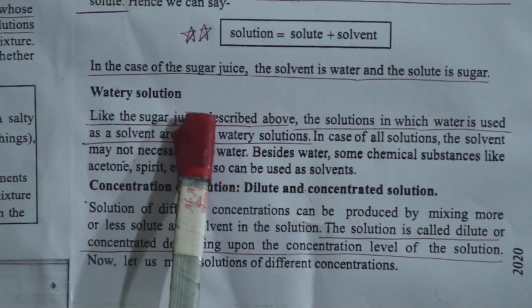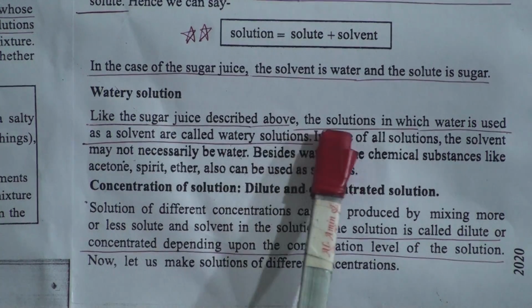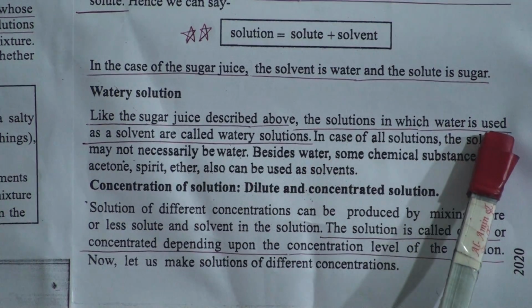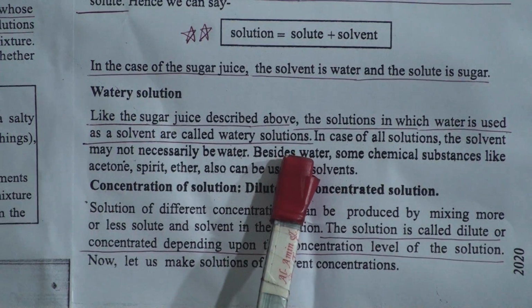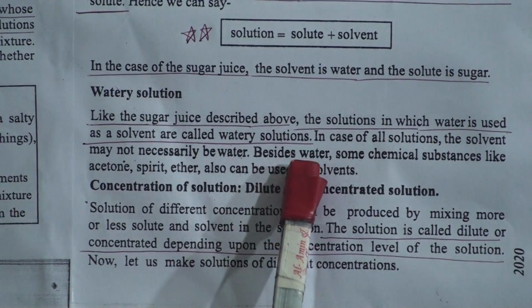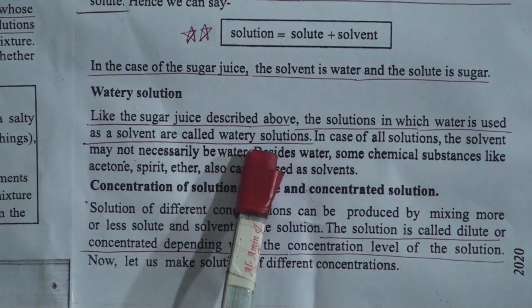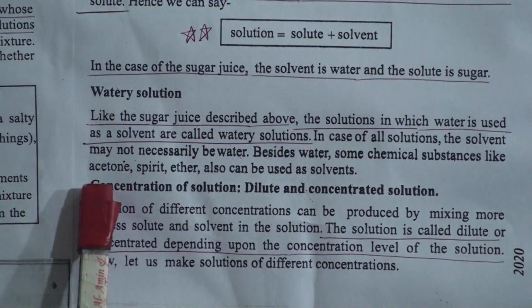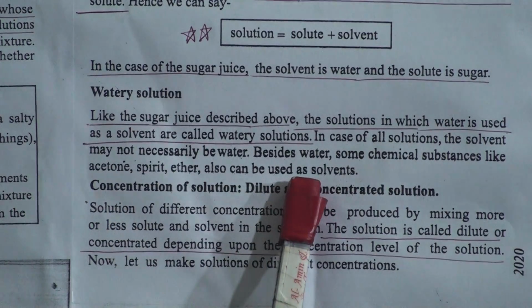Now, like the sugar juice described above, the solutions in which water is used as a solvent are called watery solution. In most cases, we take water as a solvent. Without water, we can also take acetone, spirit, ether as a solvent.